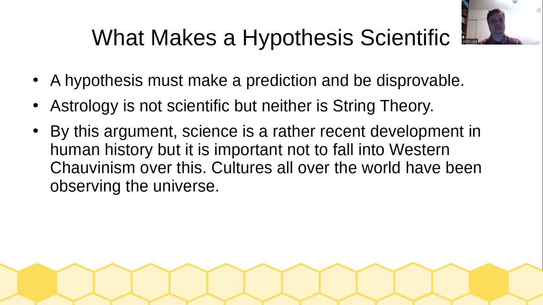By this argument, science is a rather recent development in human history, but there is a tendency among scientists and academics to use this as a form of cultural snobbery, veering on racism. While the scientific method is fairly recent, and most of the scientists that we are going to cover in this class are Western because of the development of the scientific method, cultures all over the world have been observing the universe.